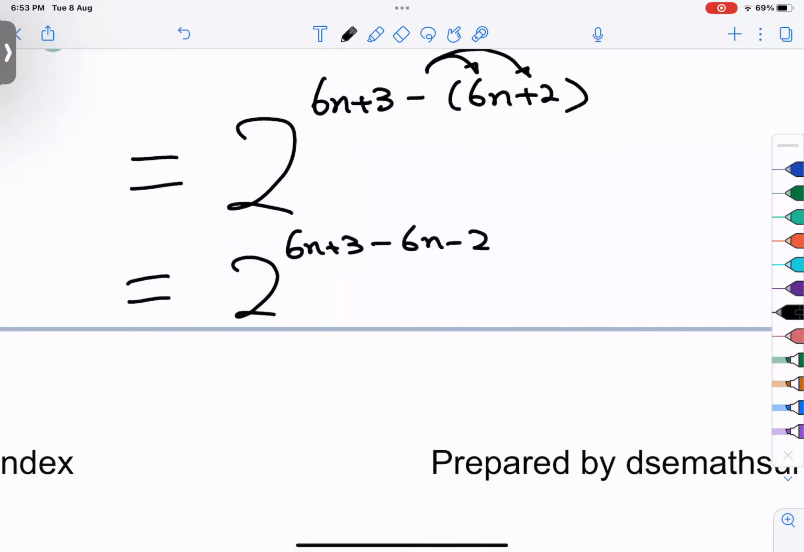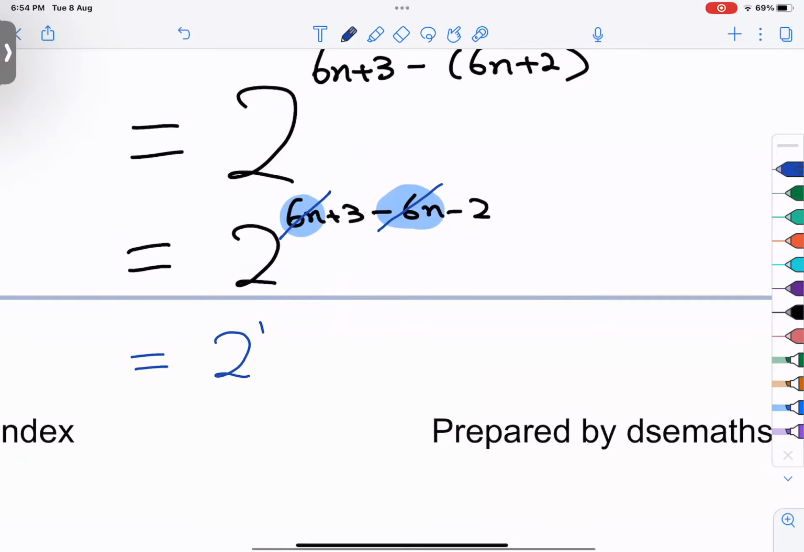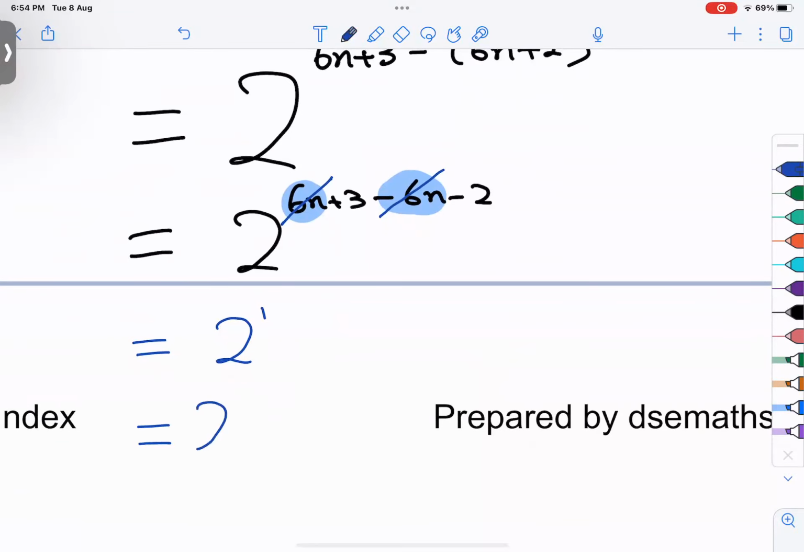And further simplify, like terms, n's with the n's. 6n minus 6n, what do you get? 6 minus 6, 0. So these are cancelled. And then how about 3 minus 2? 1. So it's 2 to the power of 1, which means 2.